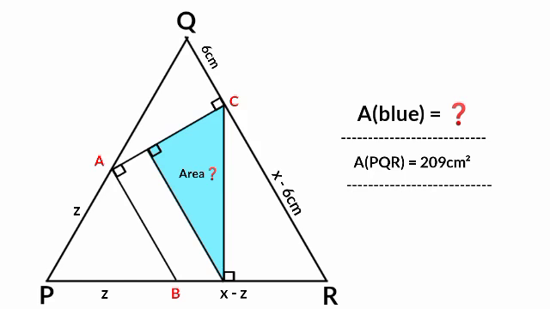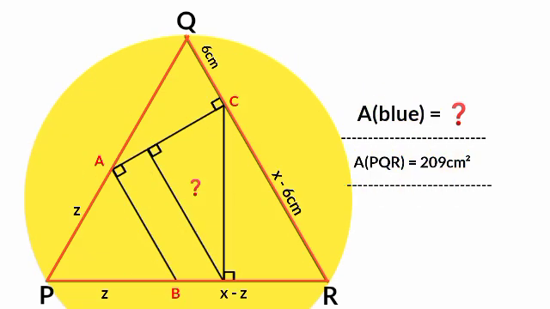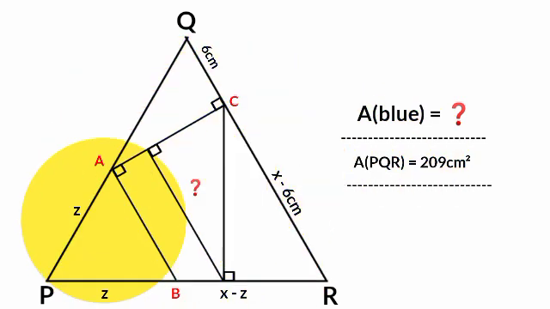In today's question, once again, we are asked to calculate the blue area, which is this triangle. And from here, we are given the area of triangle PQR to be 209 centimeters squared. That is this triangle. We have the length of this side to be Z, and this side is Z. This part here is X minus Z. The length of this side is X minus 6 centimeters, while this is 6 centimeters.